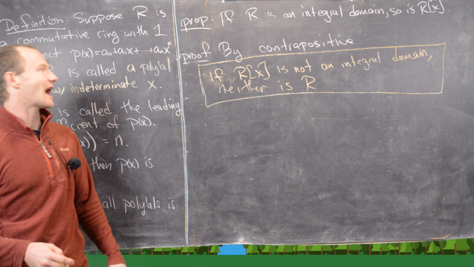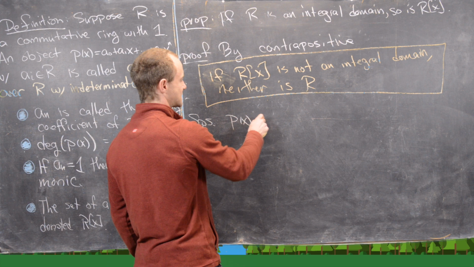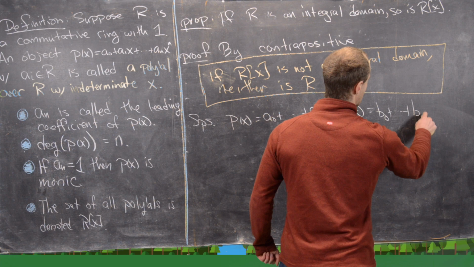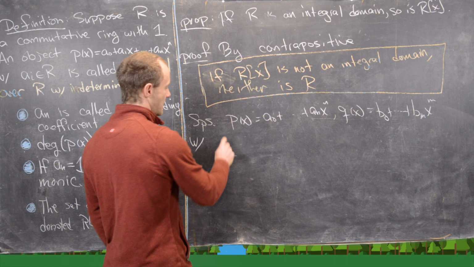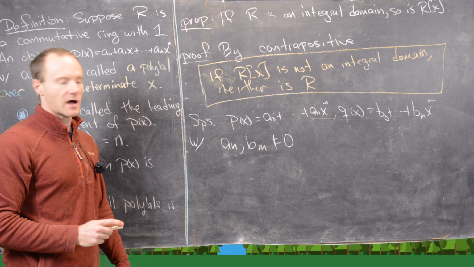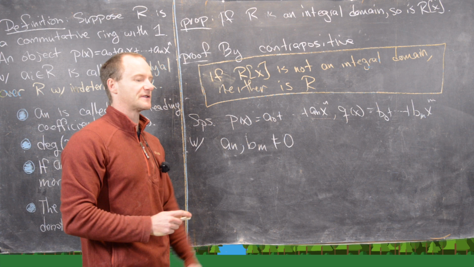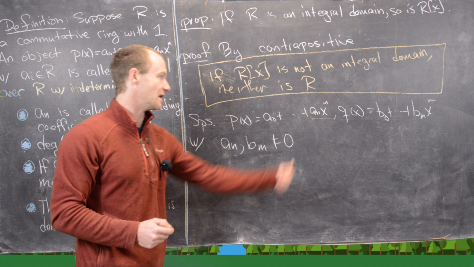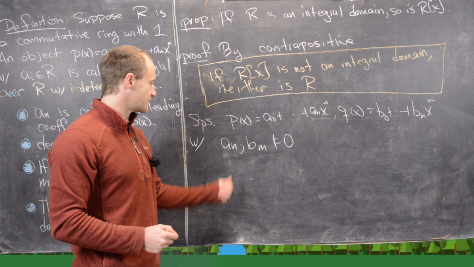So let's suppose that P of X, which is equal to A0 plus up to AN X to the N, and Q of X, which equals B0 plus all the way up to BM X to the M, are elements of our polynomial ring with A sub N and B sub M not equal to zero. So we're assuming that these are non-zero polynomials, but if they're non-zero polynomials, then there is a coefficient of some power of X which is non-zero, and thus there is a maximum power of X whose coefficient is non-zero, and we'll just take that to be the degree of P and the degree of Q. Okay, so the fact that P and Q are non-zero will give us this, so maybe I should say that these are both not equal to zero.